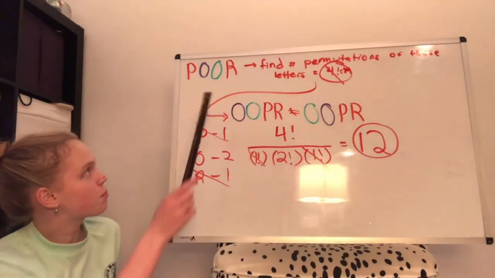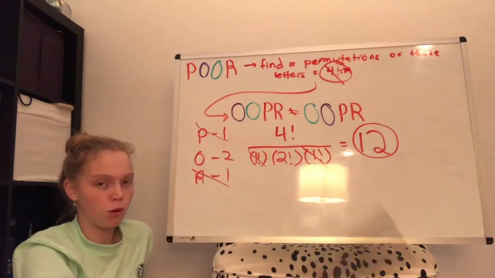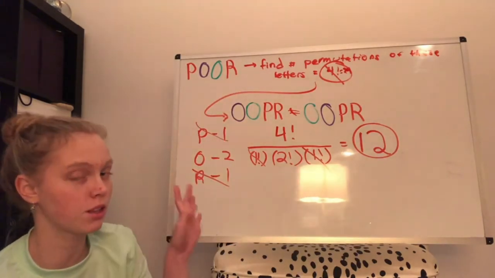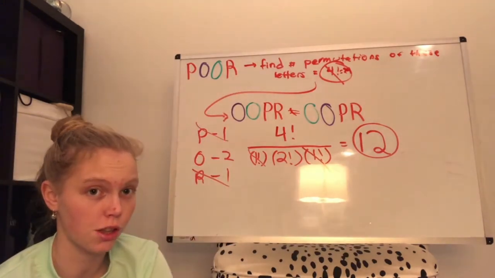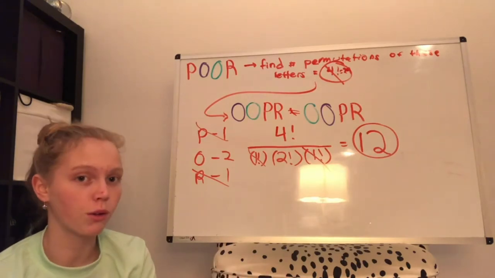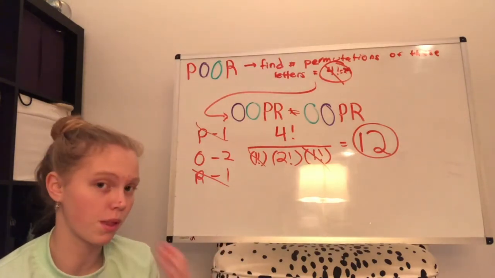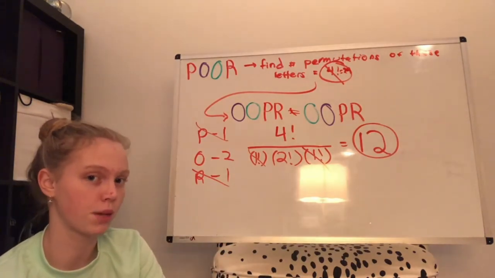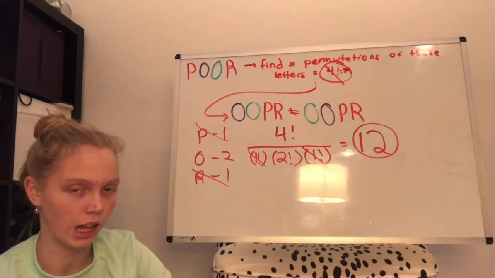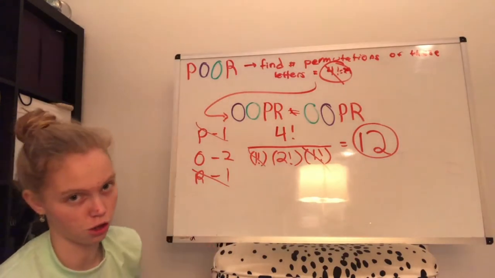Overcounting. So we have a problem and we have the word POOR. Now I've made the two O's different colors just so that I can show you stuff, but for now we're going to assume that in the actual problem, it's just going to say P-O-O-R. Okay, the color is not going to matter. I'm just using this to show you things.